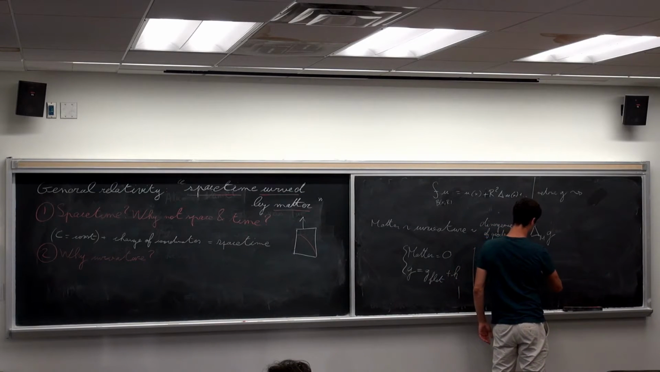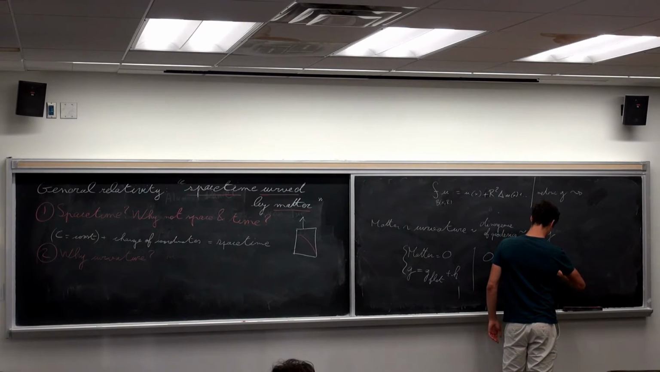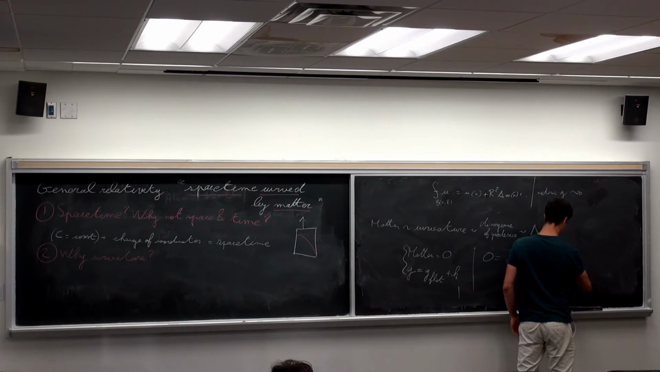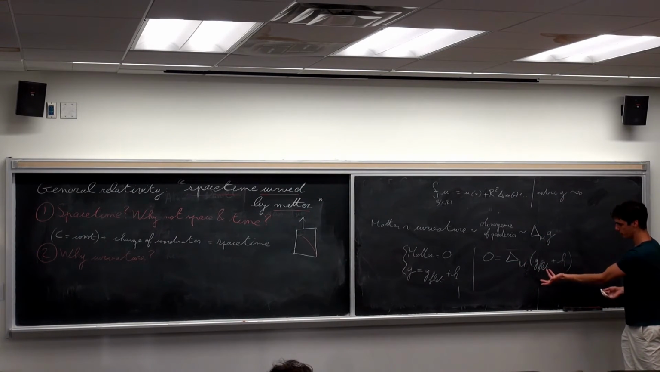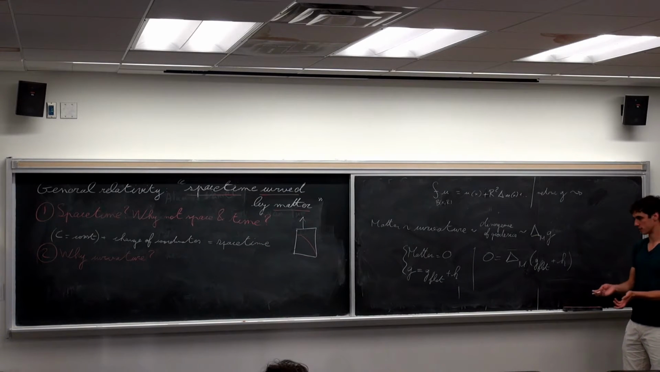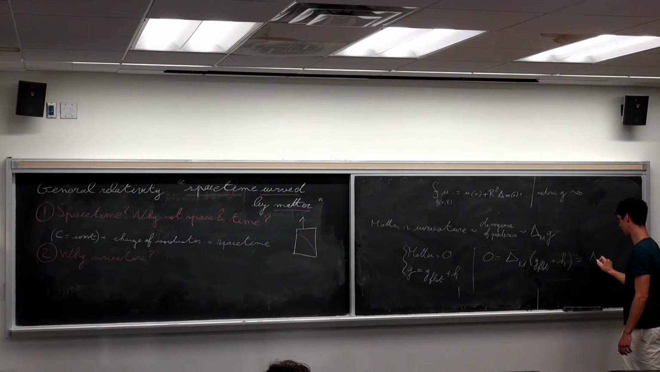But the metric I said was just flat, just some small perturbation from something flat. So this is some small perturbation. The flat metric is just a constant. This is just like, in space, the way you measure distances doesn't matter where you are. It's always the same. So this is just the Laplacian on the metric of my perturbation.